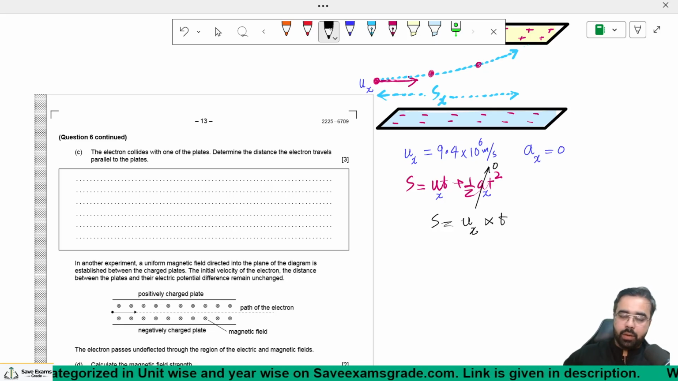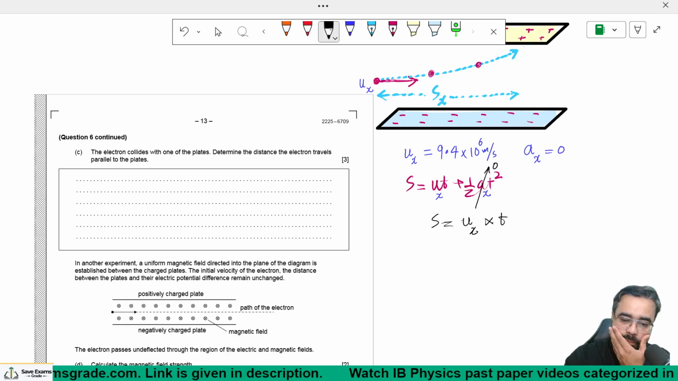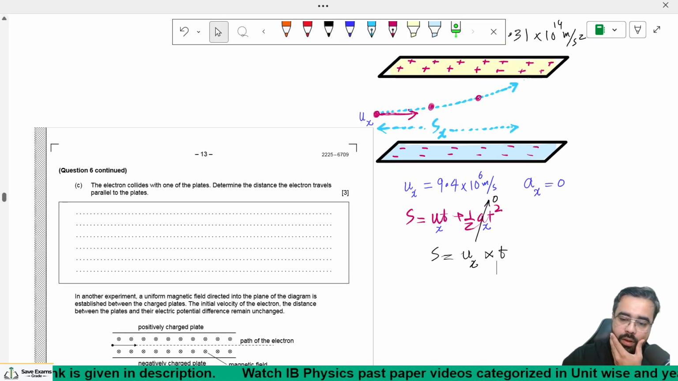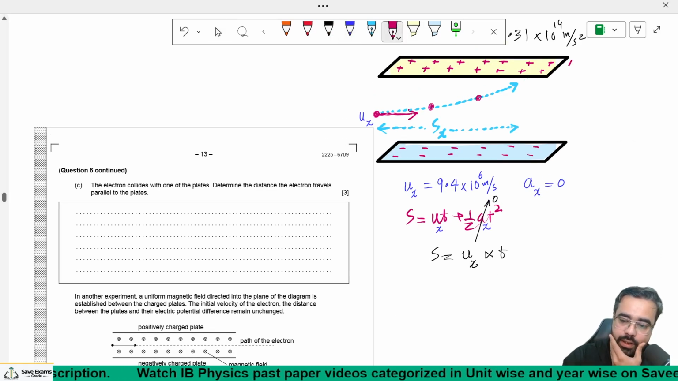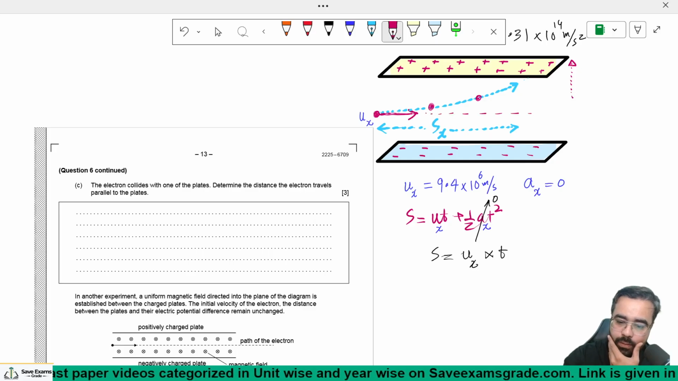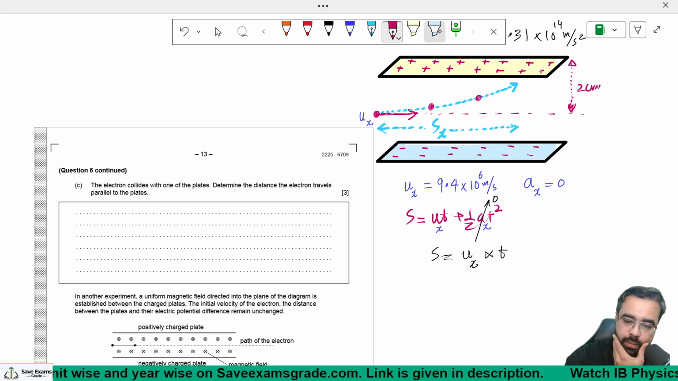Now, what is the time taken by this charge? This is important. What is the time taken? For this, we have to consider the distance that it has covered along the y-axis. It has moved 2 centimeters vertically upward.